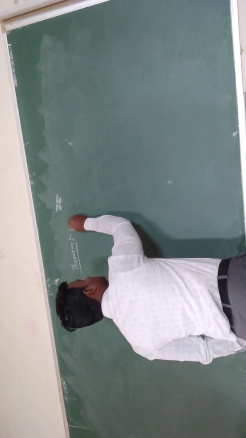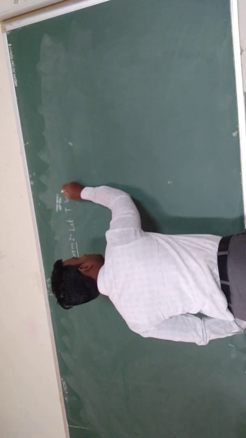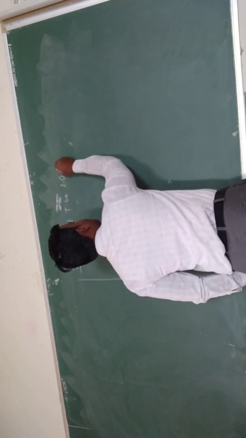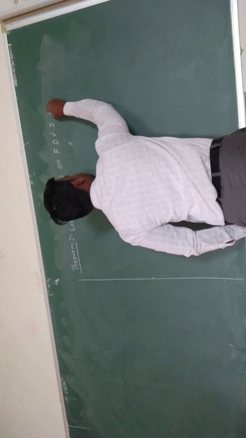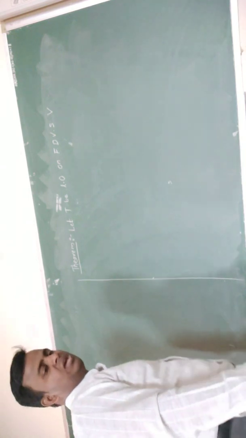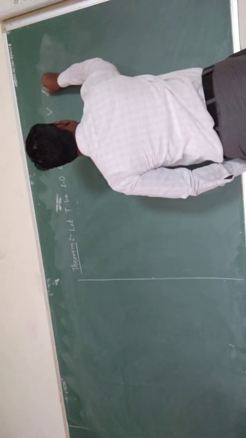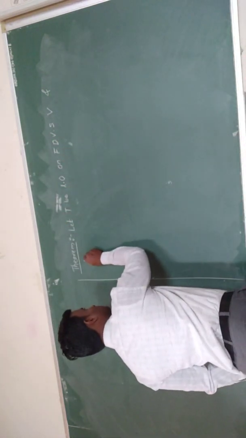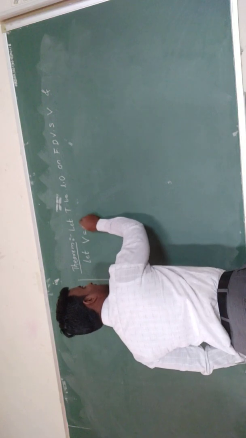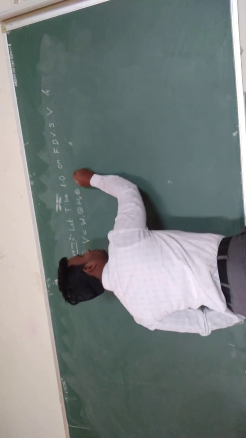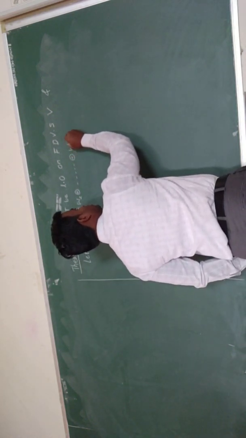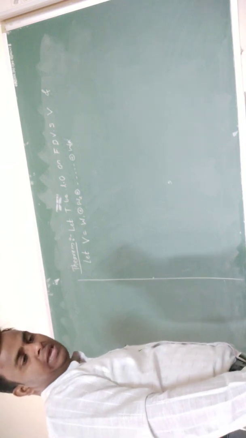What is the statement? Let T be a linear operator on a finite dimensional vector space V over F, and let V be the direct sum of W1 plus W2 up to Wk.